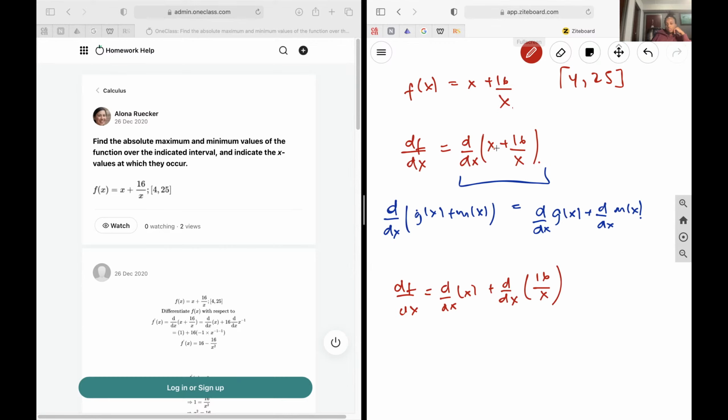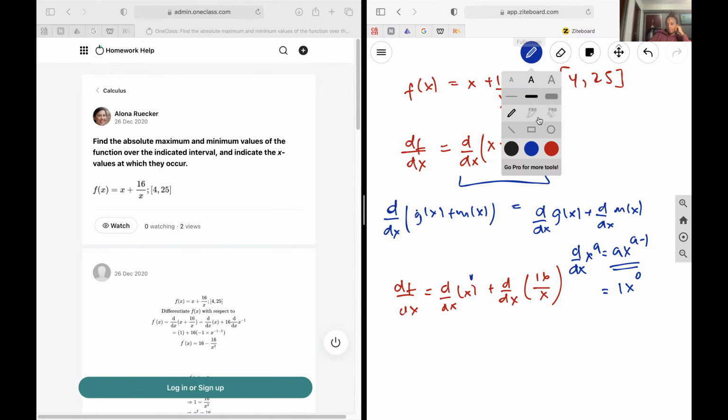So this one is quite simple. I'm going to apply the exponent rule, and that just states that d over dx of x to the power of a is equal to a x to the power of a minus 1. Okay, so I have the power of 1 here, and so I'll get 1 times x to the power of 0, which is just 1. And so I'm going to get 1 plus d over dx of 16 over x.